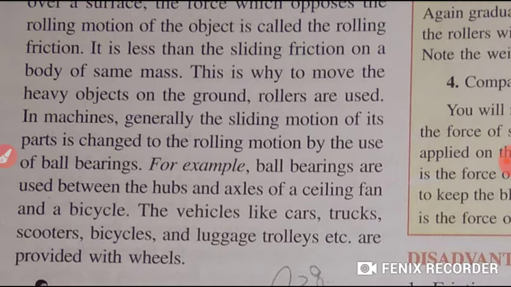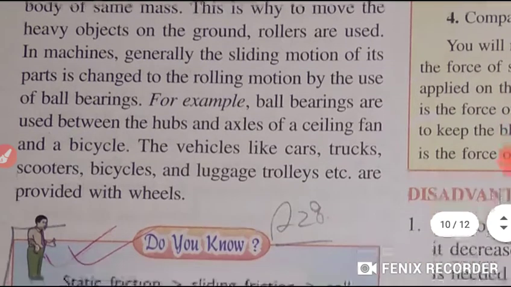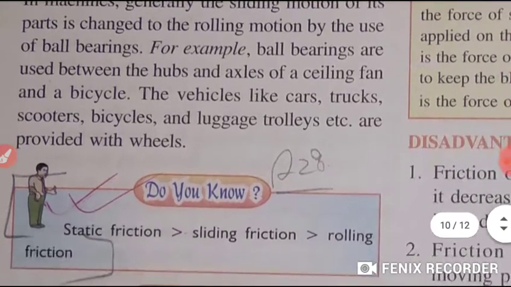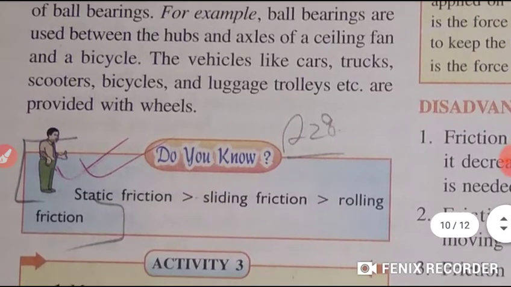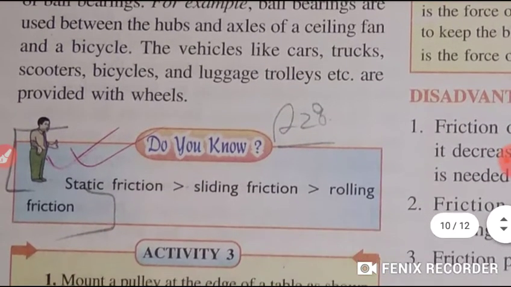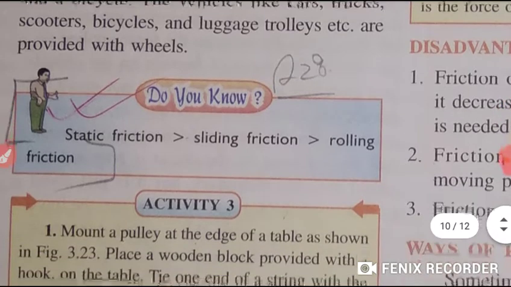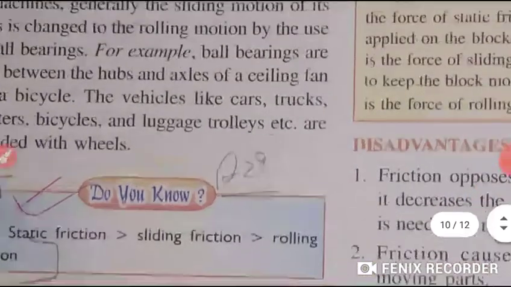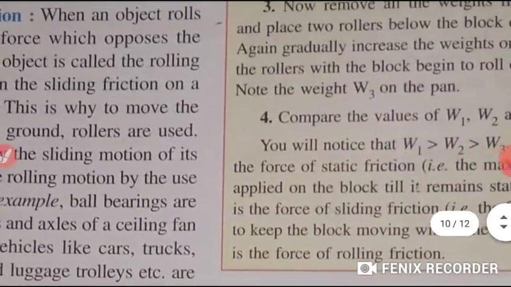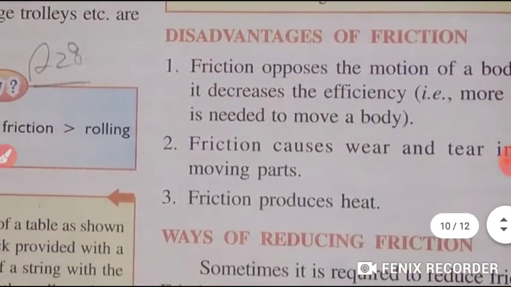In machines, generally the sliding motion of its parts is changed to rolling motion by the use of ball bearings. For example, ball bearings are used between the hubs and the axles of a ceiling fan and a bicycle. Vehicles like car, truck, scooter, bicycles and luggage trolleys are provided with what? Wheels. Okay, students, now let's see the disadvantages of friction.